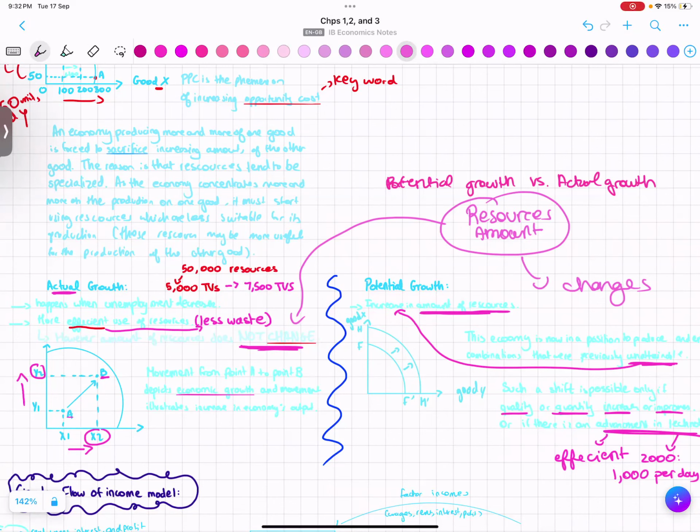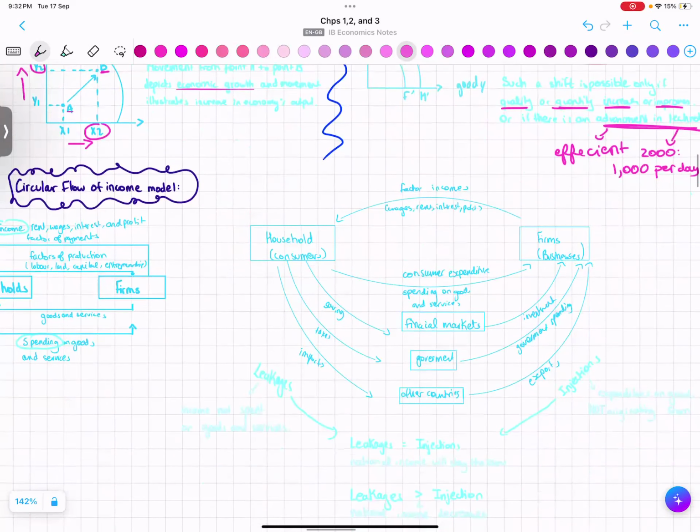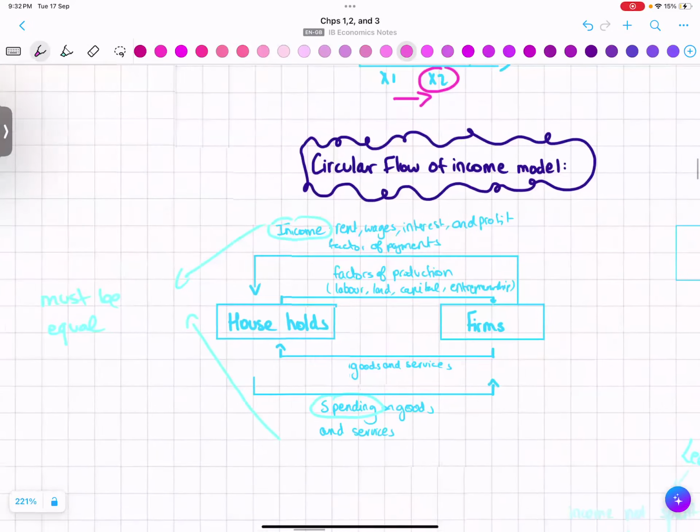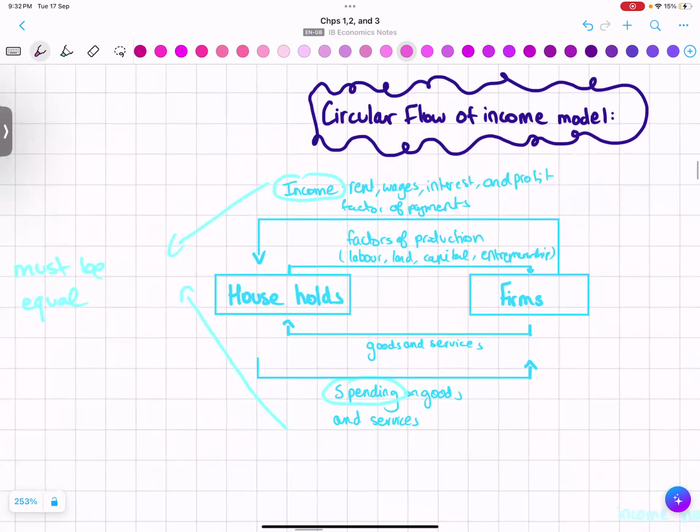Okay. Now you have the circular flow of income that we have to explain. For the circular flow of income, you have your households and your firms. You have to know how to draw this in IB, especially for paper one, because you have to demonstrate your work. So households offer factors of production to firms. They offer labor, because they're employees. They offer land, capital, and entrepreneurship.